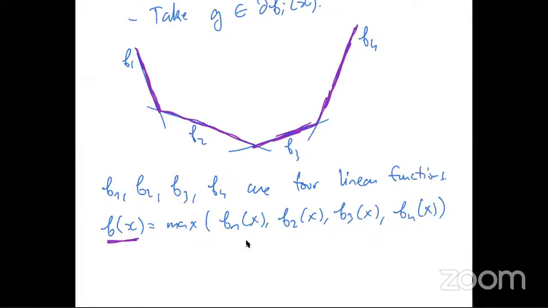I guess I should have chosen a stronger, something like this. Okay, so this is my function f in purple, that you see in purple here. Okay, so now what is the subgradient of f?